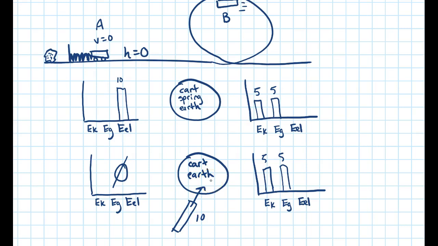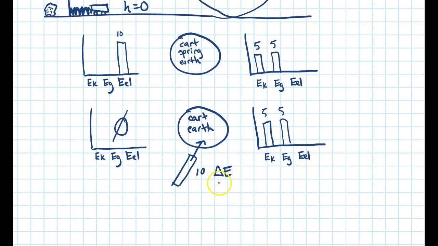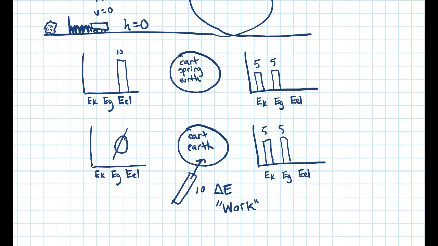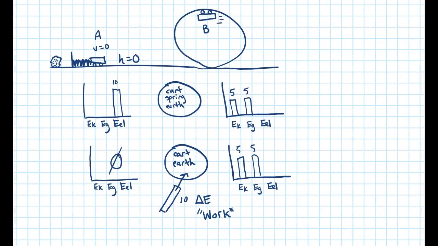And oftentimes when energy is changed in a system, I'll just give that a symbol here, delta E for delta energy. But oftentimes we call that work. We would say work has been done on this system. So energy has flowed into the system, and that's where we got these 10 units from. And we know it came from the spring, right? I mean, we know what happened in the situation. But I just want to show that if you choose a different system, the bar charts look different.